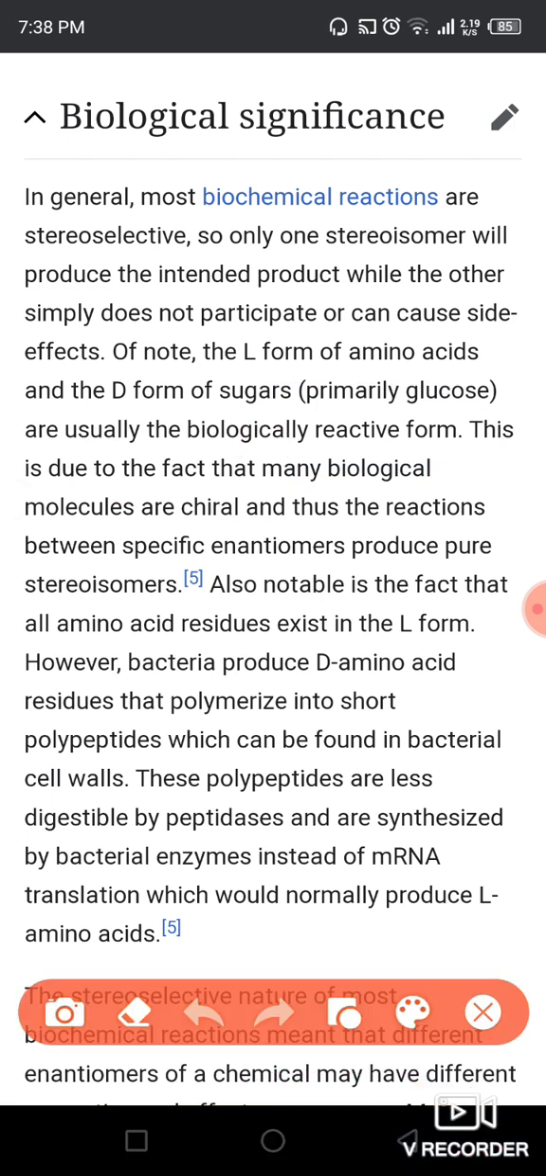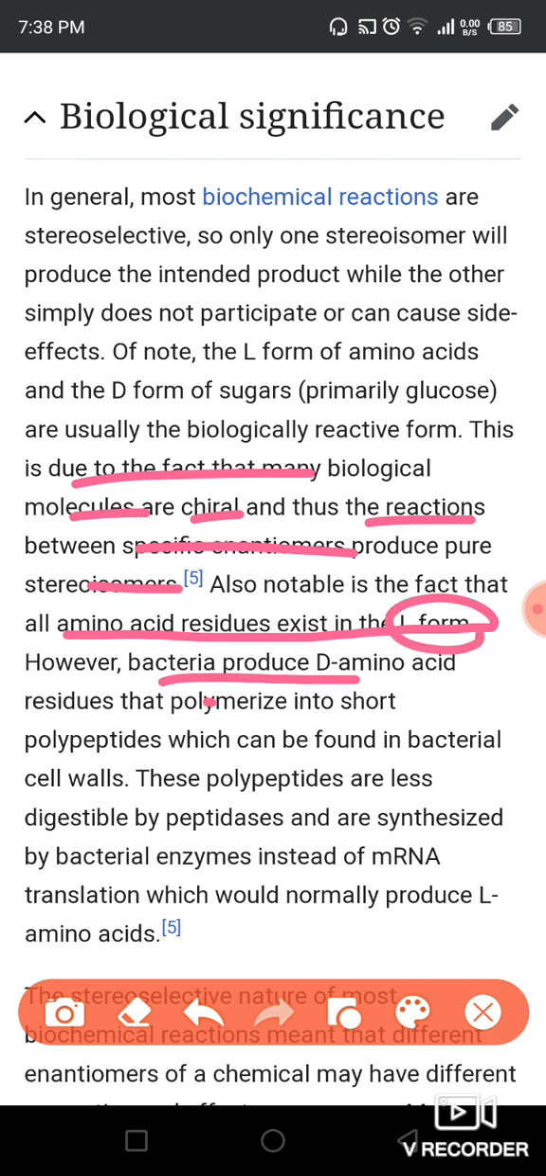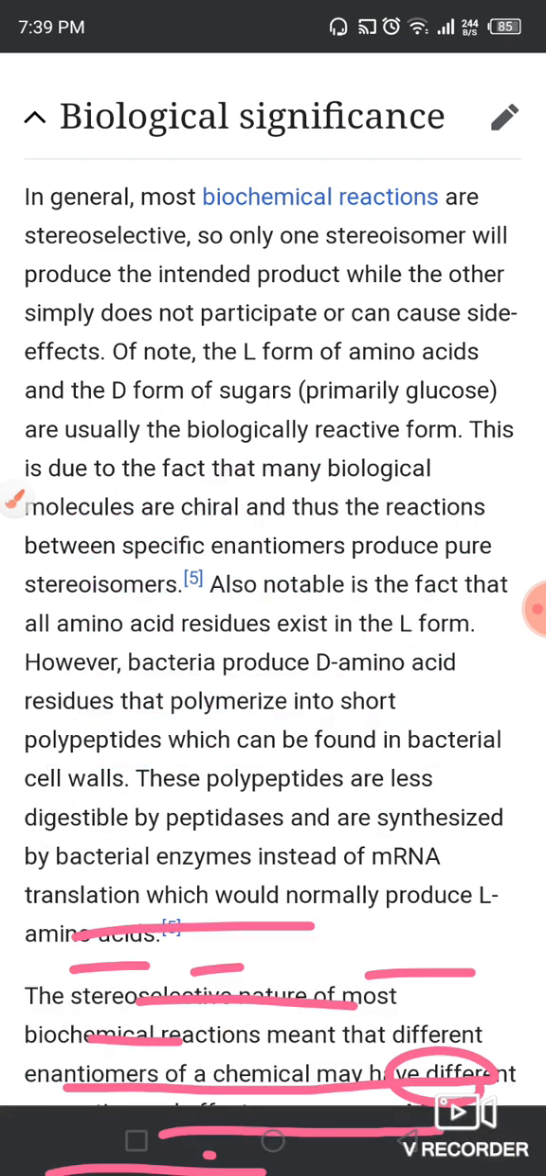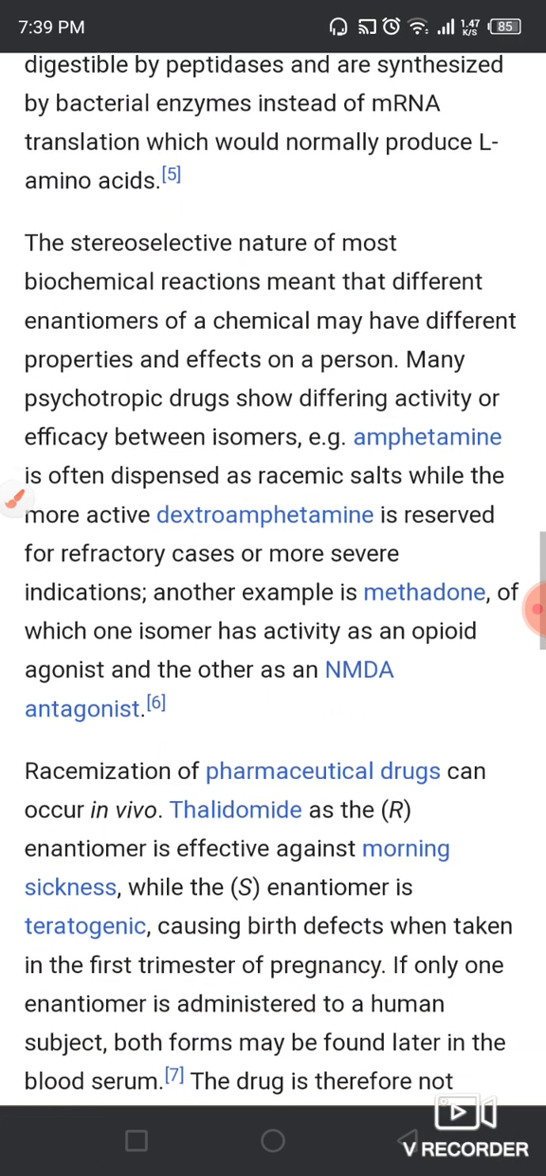So due to this effect, many biological molecules are chiral, and the reaction between the specific enantiomers produces their stereoisomers. Notable is the fact that all the amino acid residues exist in L form, but bacteria produce D amino acid residues, which polymerize into the short peptides also found in the bacterial cell wall. So here they are explaining that in bacteria the D amino acid has its importance because D amino acid is used in the polymerization of polypeptides. Okay, but in humans the L form is majorly used.